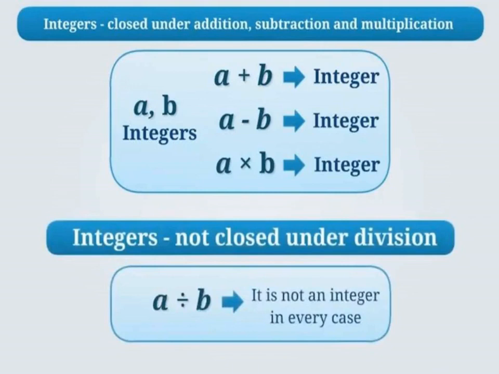Integers are closed under addition, subtraction and multiplication, means we take any two integers a and b. A plus b is also an integer, a minus b is also an integer, a into b is also an integer. Means we take any two integers, the sum of the integers is also an integer, the difference of both integers is also an integer, and the product of both integers is also an integer. But integers are not closed under division, means a divided by b, the quotient is not an integer in every case.